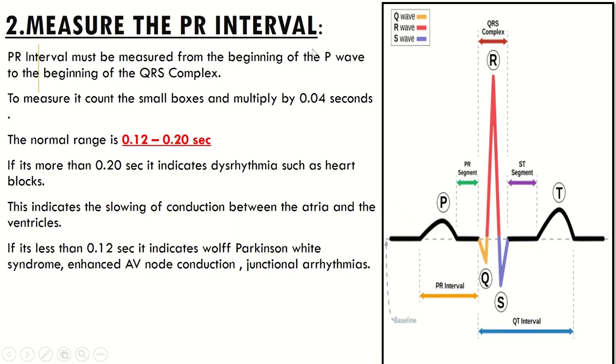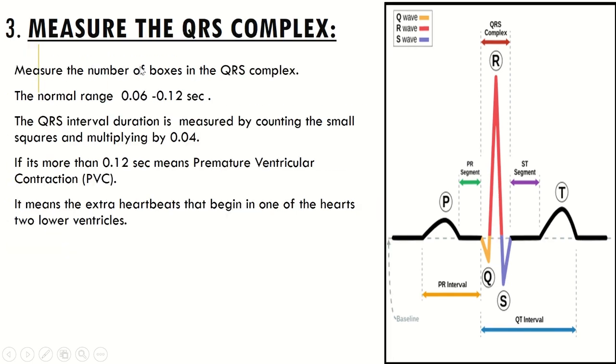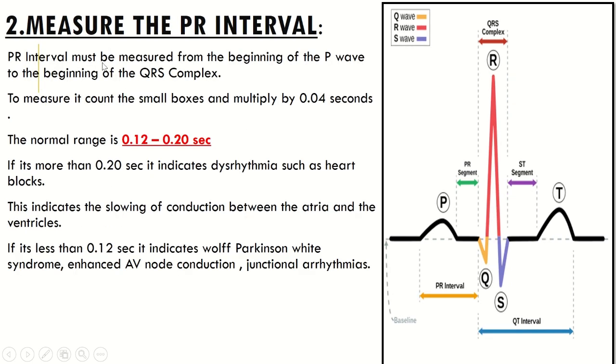Next is to measure the PR interval. As we already saw, P starts from here and the R is the starting point of this, and that is the PR interval. The PR interval must be measured from the beginning of the P wave to the beginning of the QRS complex. To measure it, count the small boxes and multiply by 0.04 second, as one small box is 0.04 second.